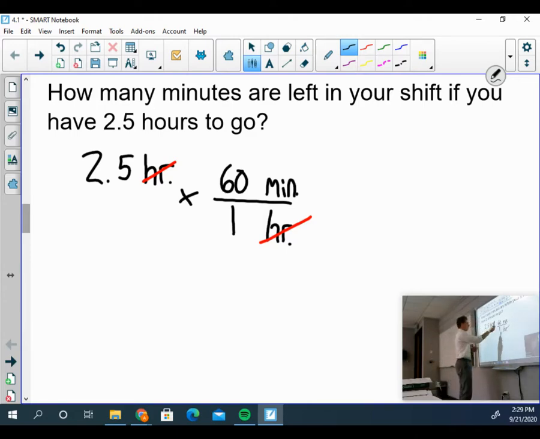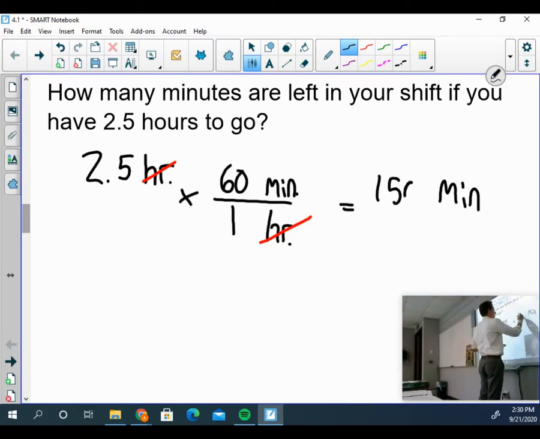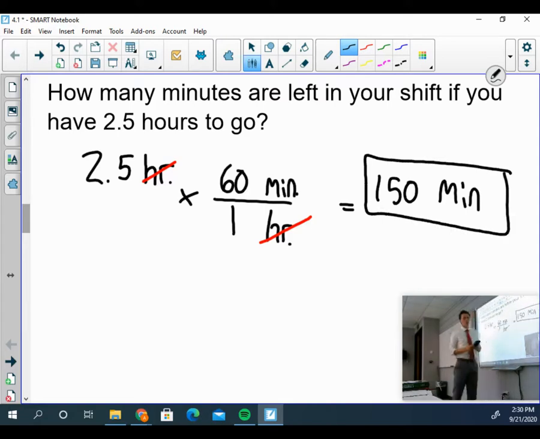So what do I do here? Well, now I'm just going to execute the multiplication. My units have canceled, so now I'm in minutes. And if I just do the problem, 2.5 times 60 divided by 1, I get my answer. Well, we know dividing anything by 1 is just itself, so that doesn't really matter. But what's 2.5 times 60? 150 minutes. The very thing that if we just thought it through earlier, we would have ended up with.